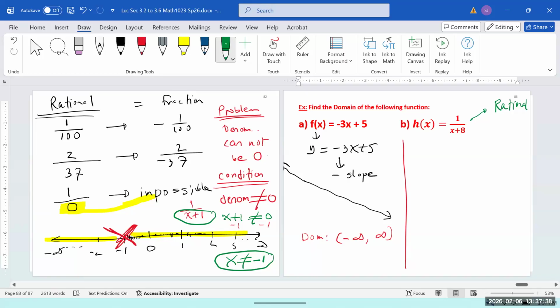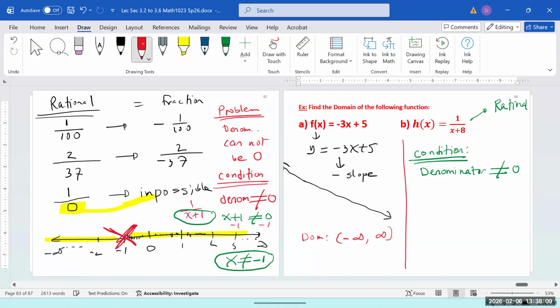Denominator is our problem. So for every problem, we need to set a condition. What's the condition for any rational? Not equal to 0. Denominator cannot be 0. Your condition is whatever makes the denominator zero, it cannot take that. And cannot means not equal.